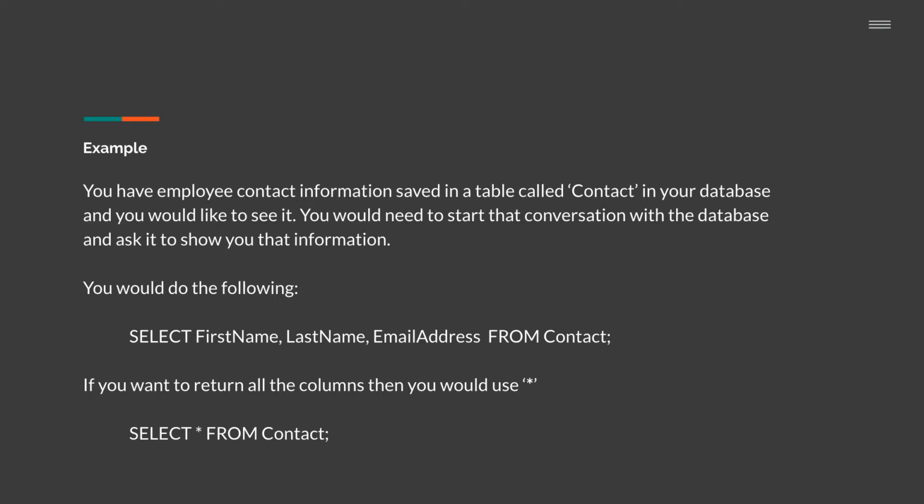Now, if you wanted to return all the columns, you'd use an asterisk. So you'd provide it by first providing the select expression, the asterisk, the from expression, and then the table name, contact. So let's take a look at the example in motion.